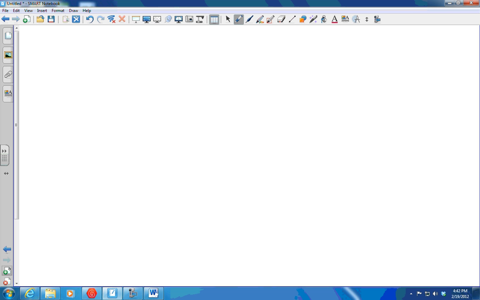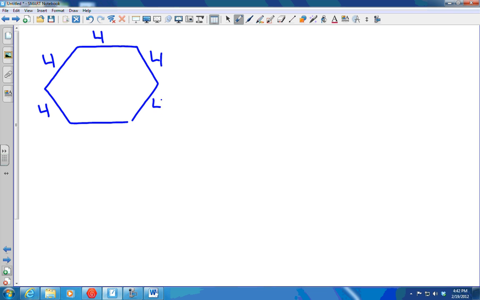All right, so let's look at a problem. Let's say we have a regular hexagon, and this regular hexagon has a side length of 4. That's the regular hexagon, so each side is 4. Now when we draw our apothem in here, it is going to go right down the center of that side, and so that's going to be 2 there. It's going to cut that 4 in half. Let's keep that in mind.